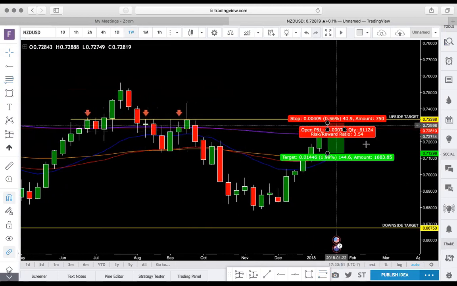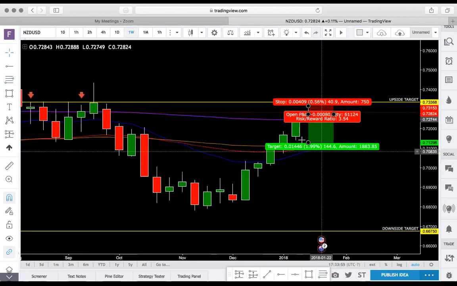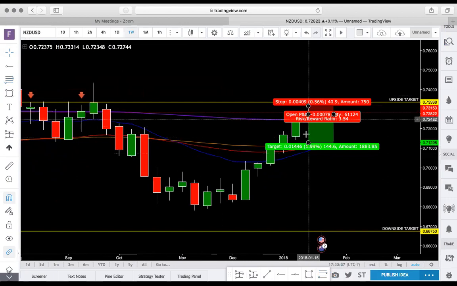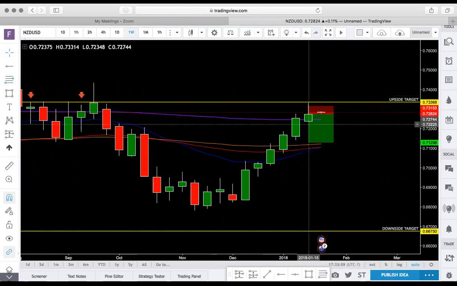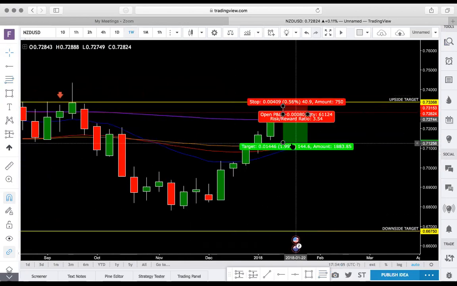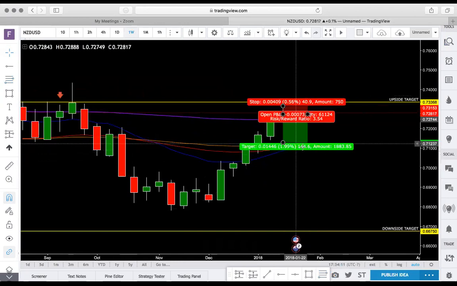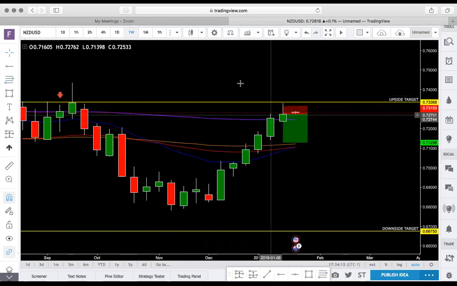I was looking at that as being some kind of resistance, but on a weekly time frame, we have closed above the 200 MA. That doesn't really mean a lot because we did close above the 200 here and then we rolled over. But if you look at these moving averages, the 20 and the 50, it looks like they're crossing. So that could be a bullish sign on the Kiwi dollar.